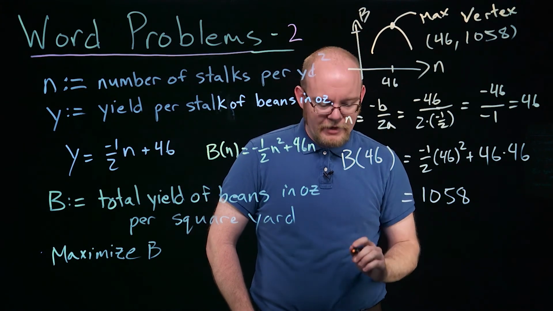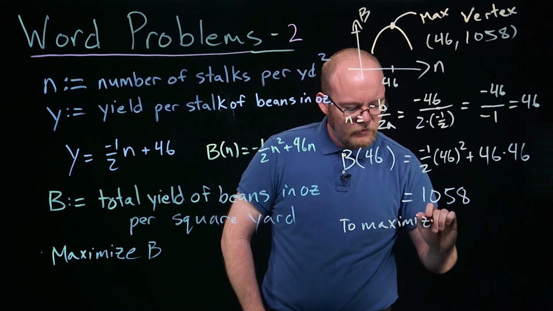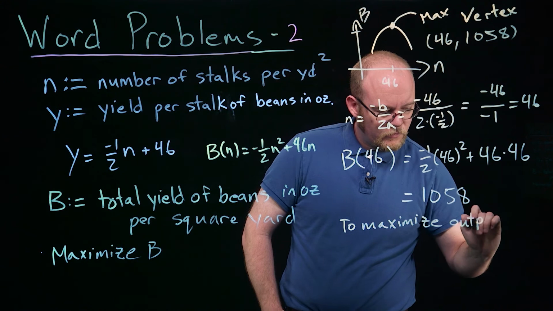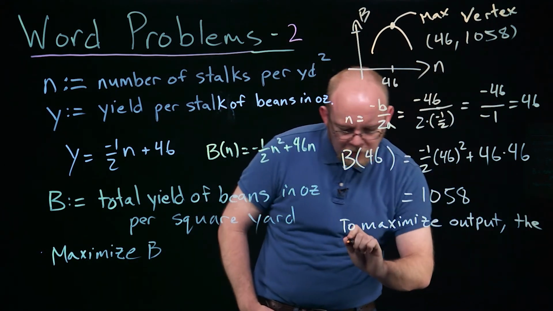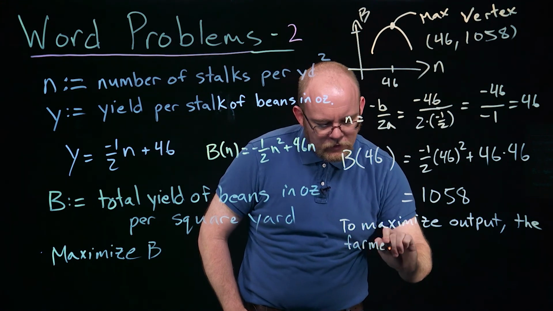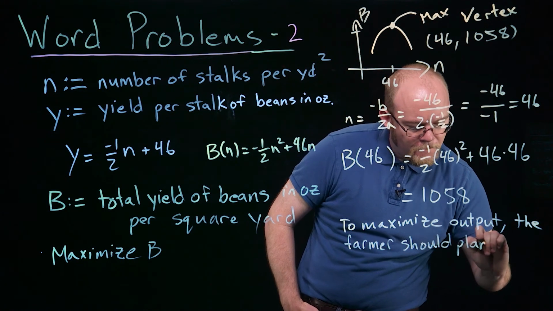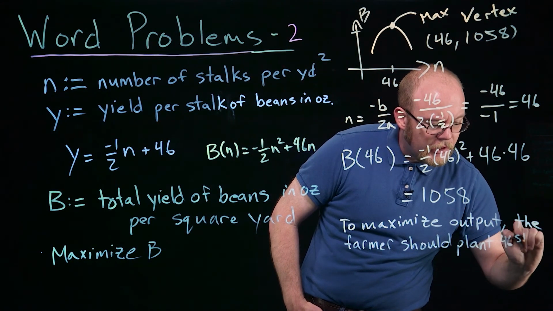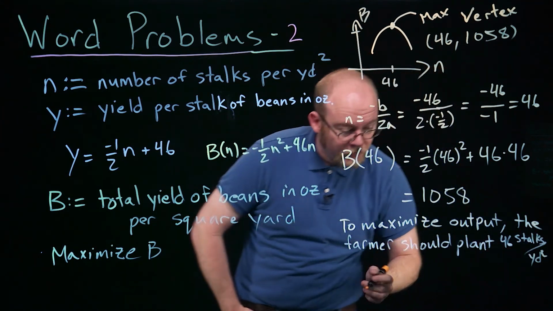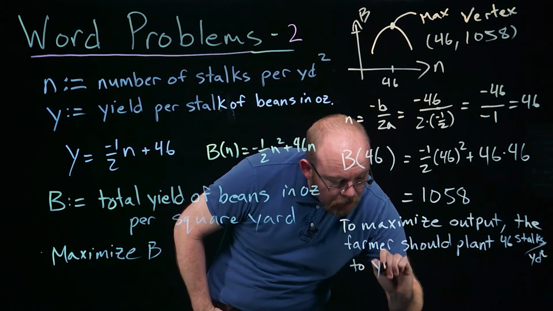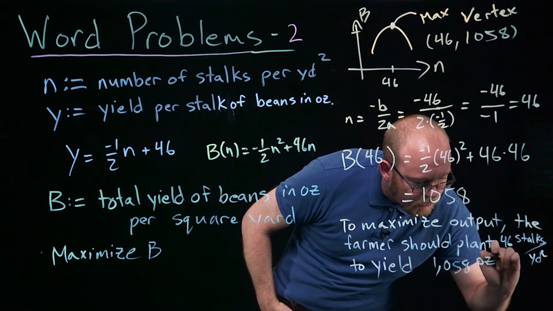So to write that down: to maximize output, the farmer should plant 46 stalks per square yard to yield 1,058 ounces per square yard.